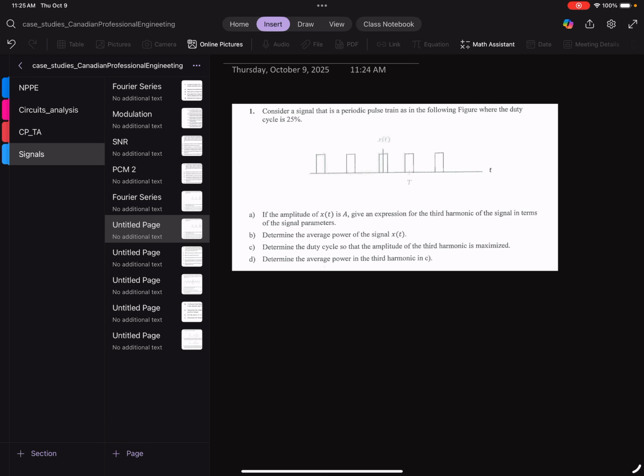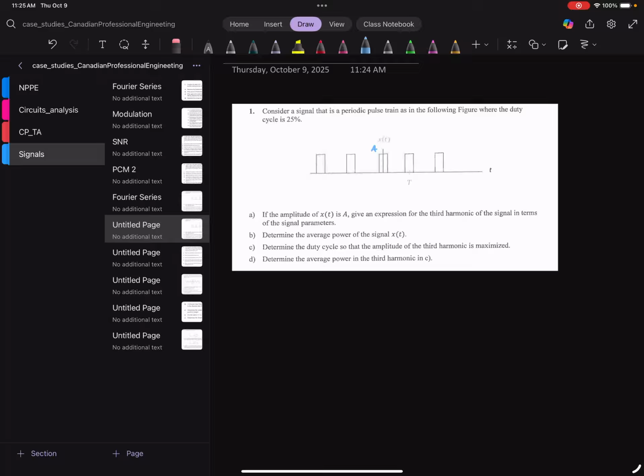This is basically on the Fourier series topic, and then it asks: consider a signal that is a periodic pulse train as in the following figure where the duty cycle is 25%. If the amplitude of x(t) is A, then give an expression for the third harmonic of the signal in terms of the signal parameters. This question specifically asks for the third harmonic, but we are going to write the full Fourier series so we can practice together and then understand the whole topic.